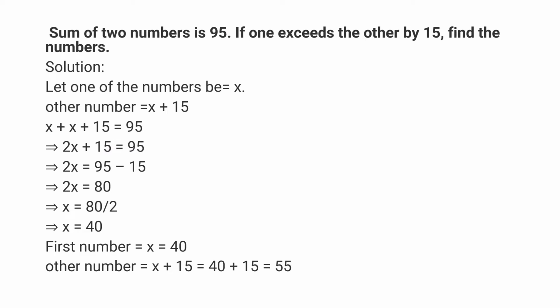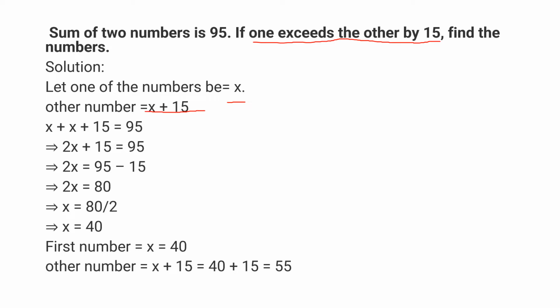So the first problem is: the sum of two numbers is 95. If one exceeds the other by 15, find the numbers. This is a very simple problem. We are taking one number as x, the other will be x plus 15 because they are saying that one number exceeds the other by 15. If one is x, the other will automatically be x plus 15.